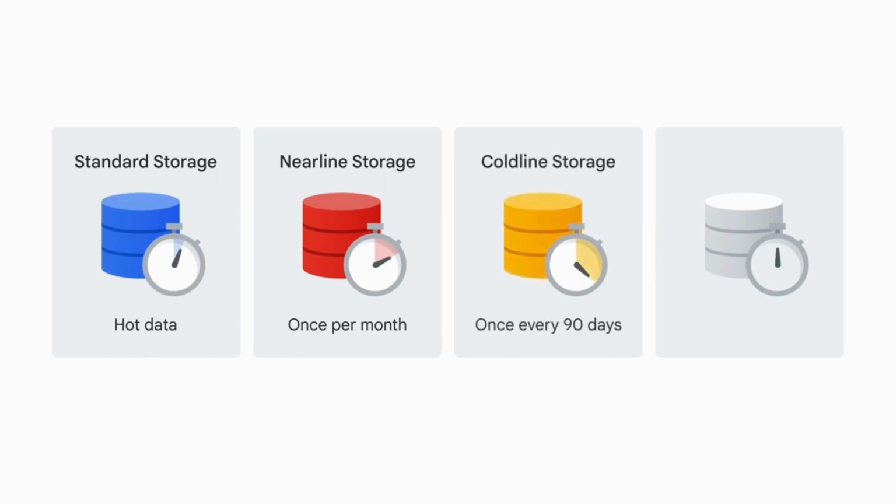The third storage class is Coldline Storage. This is also a low-cost option for storing infrequently accessed data. However, as compared to Nearline Storage, Coldline Storage is meant for reading or modifying data at most once every 90 days. And the fourth storage class is Archive Storage.